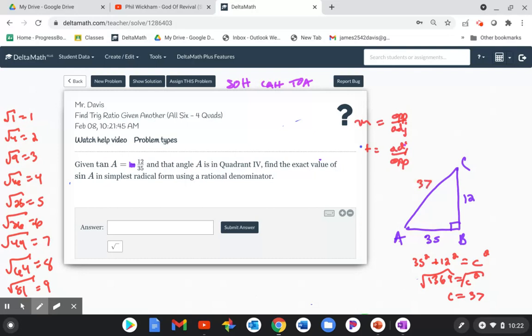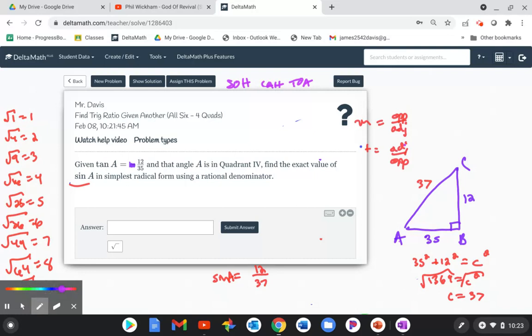All right, now we're asked to find the sine of A. So let's go ahead and do that. Sine is the opposite over hypotenuse. So opposite of A is 12, and hypotenuse is 37. Let's think about if we can reduce it. Well, we can't because 37 is a prime number.